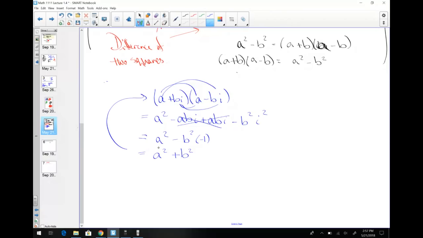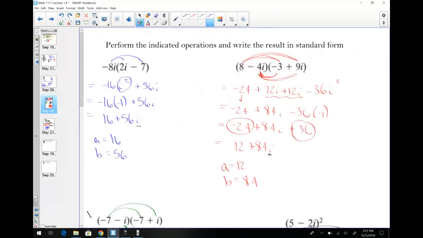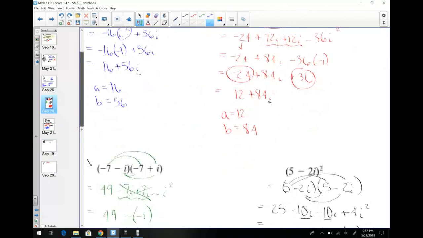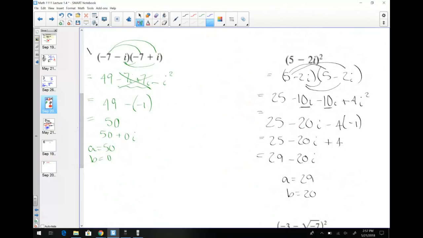So let's utilize this idea, okay? So let's go back to this problem. Instead of having to multiply everything out, we could use a shortcut, okay? And here's the shortcut for this. You can say that a plus bi times a minus bi equals a squared plus b squared.